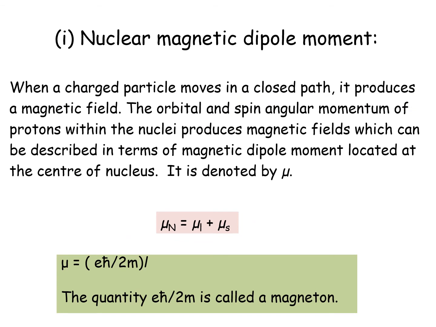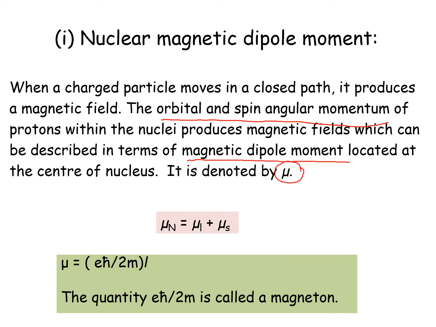Now we come to the nuclear magnetic dipole moment. When a charged particle moves in a closed path, it produces a magnetic field. When the particle moves, it has two types of angular momentum associated with it, that is the orbital and the spin angular momentum. So the orbital and spin angular momentum of protons, since we are talking about nuclear physics, within the nuclei produce the magnetic field, which can be described in terms of the magnetic dipole moment located at the center of the nucleus, and it is denoted by mu.